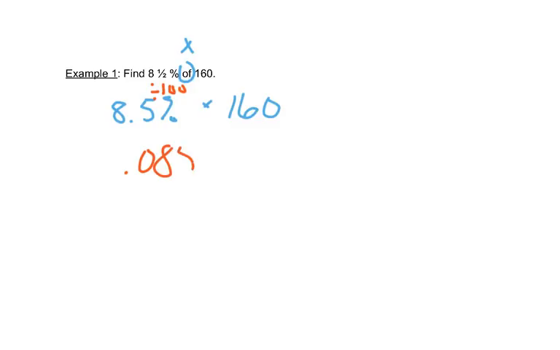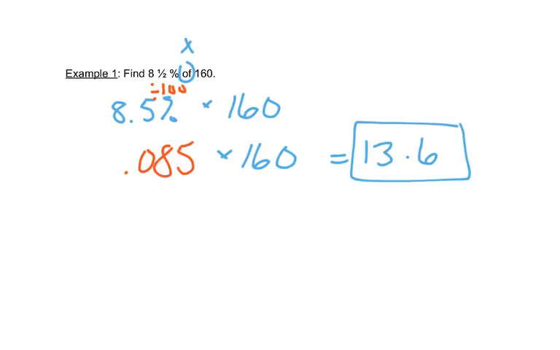So here we see 8.5% of 160. The first thing is this is 8.5% of, and "of" means multiply, 160. We need to change this percent to a decimal, so we'll divide it by 100. That gives us 0.085 times 160. And then once we've got that percent changed to a decimal, we can just type it into our calculator, and we get 13.6 is our answer.